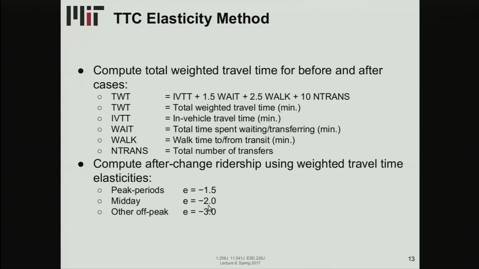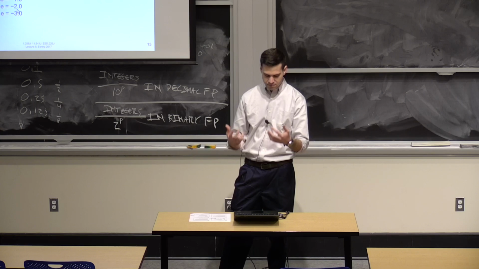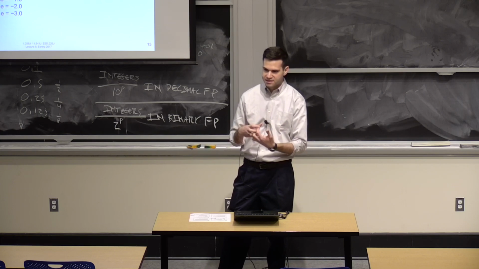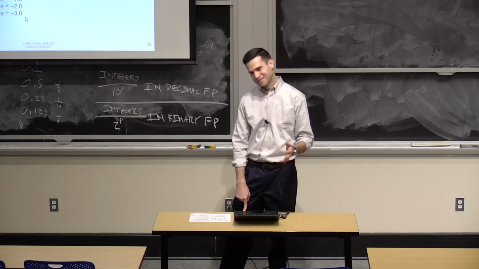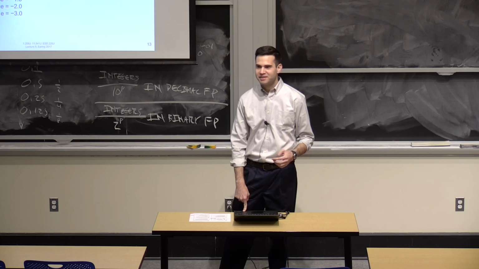This aligns with what we just said: peak period ridership tends to be more inelastic, right? So we have a stronger response during the middle of the day, and if you look at early in the morning or evening, even stronger. So we have higher values. Question: why do these values have a magnitude greater than 1? This is a trick question, in some sense.